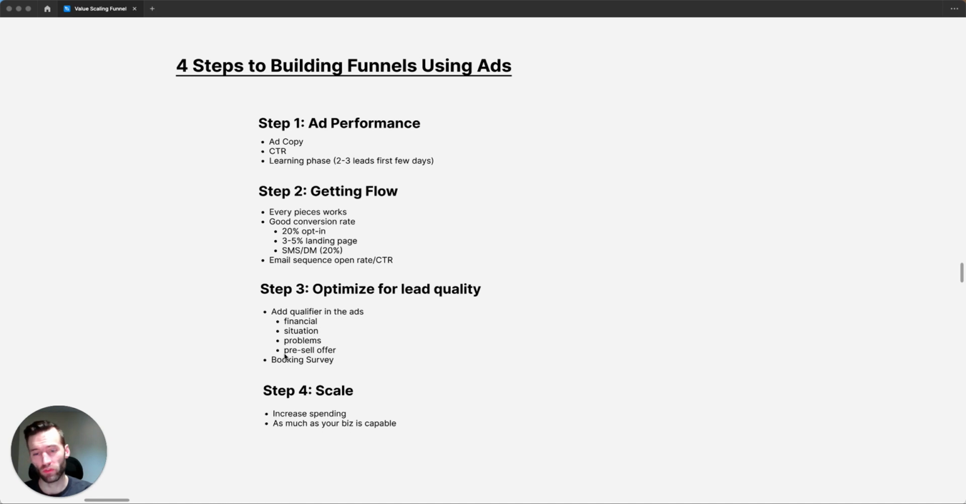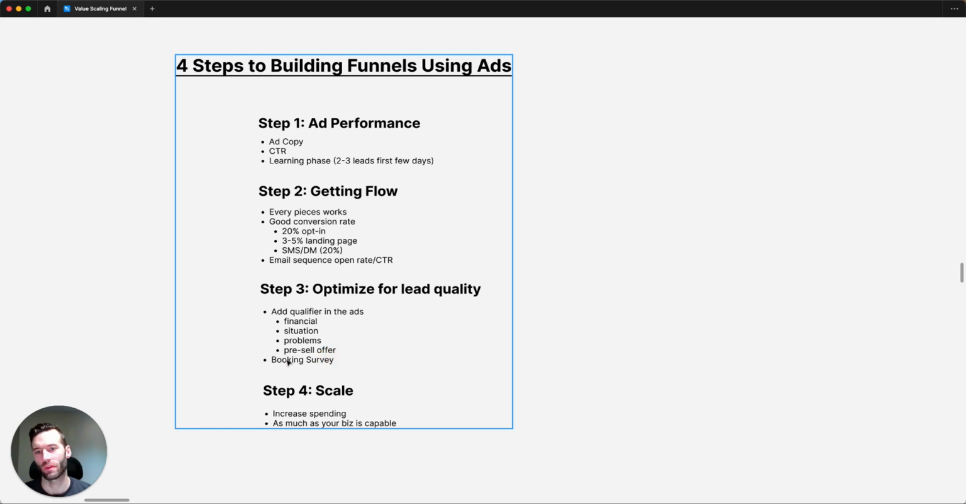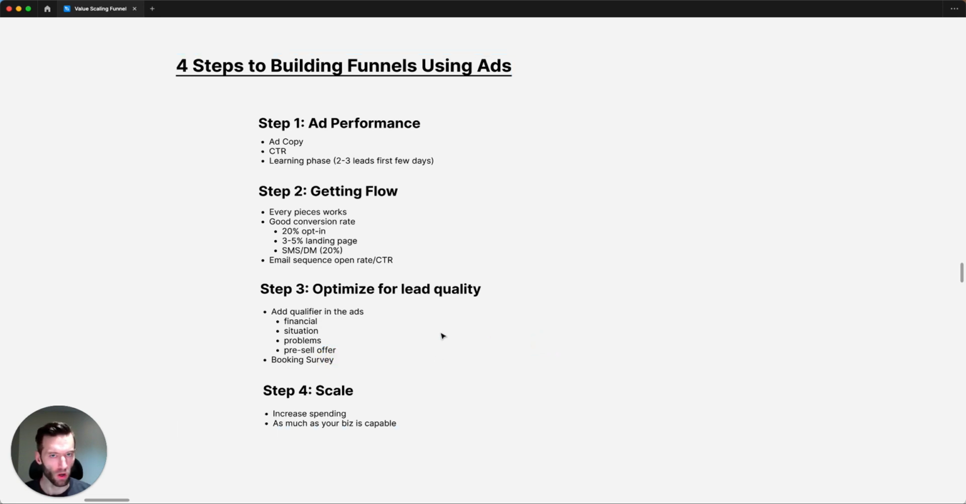So you get the flow first, and after that, you optimize for lead quality. Of course, you're going to have a booking survey in your funnel to make sure that before they can book a call with you, you have some information to assess if they have the financial means to buy your product. But first and foremost, it's in the ads, and you should always make a lot of variations and add a lot of financial qualifiers.